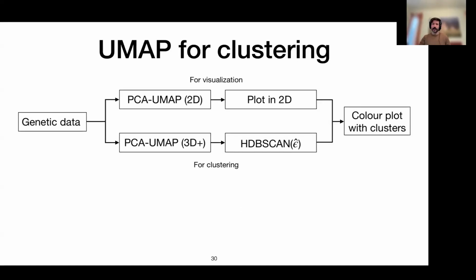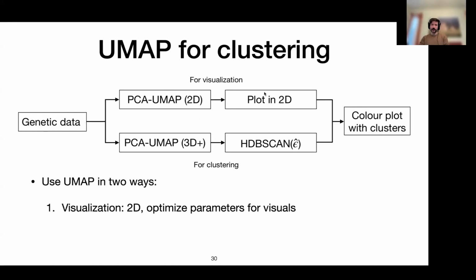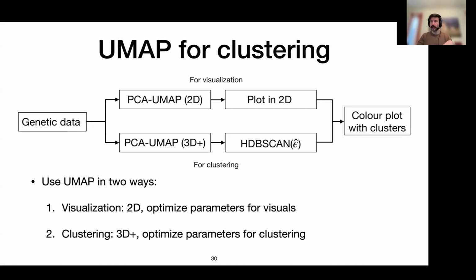So this is kind of the paradigm that I cooked up. And the idea is you use UMAP in two ways. So first, you use it for visualization. So you can think of this as like a map. And you do this in two dimensions, and you optimize it for visualization. And the second way that you use it is for clustering. So you run UMAP separately. Like you take that 2D map that you've created, and you just set it aside for a moment.